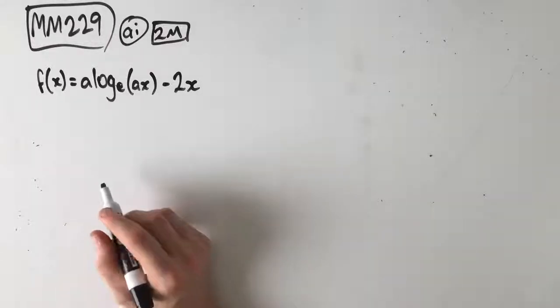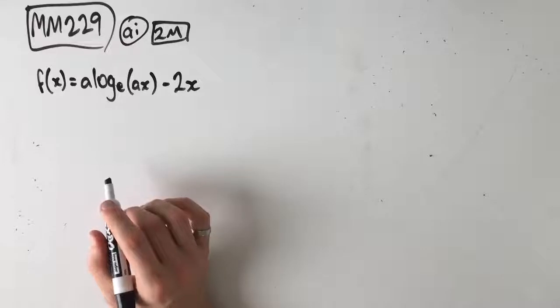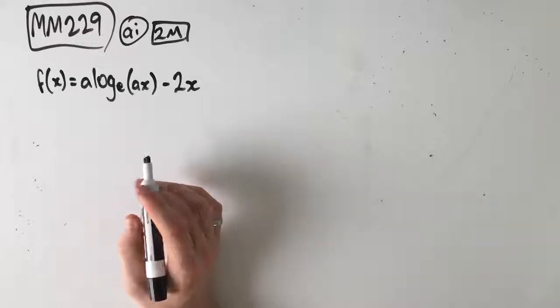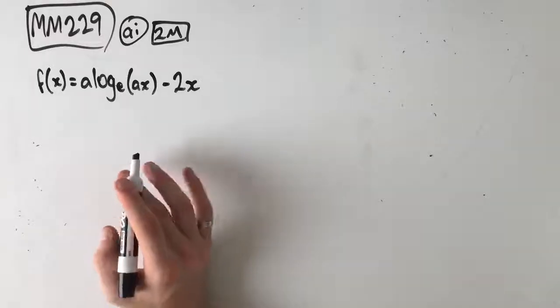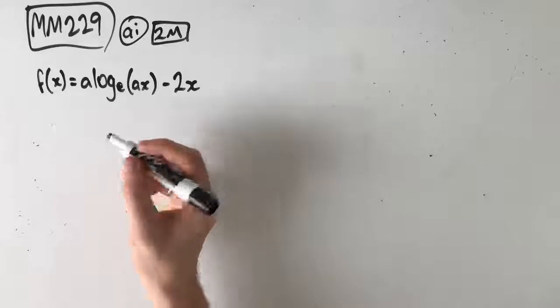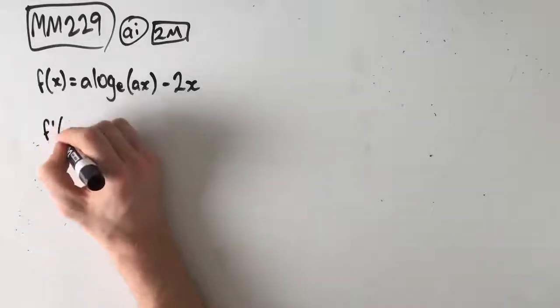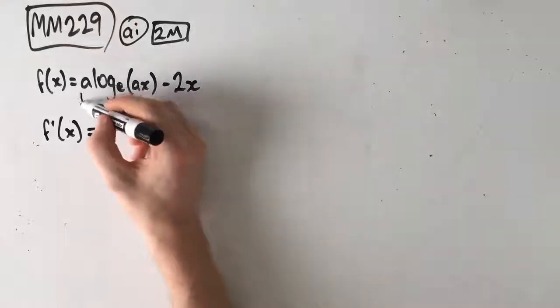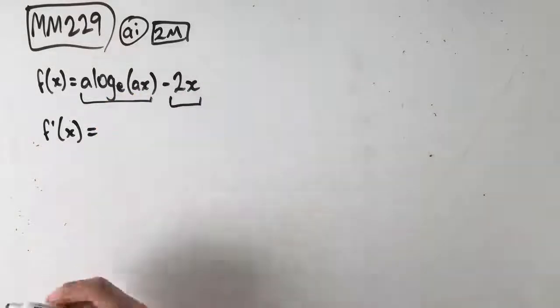Awesome. So as always guys, a stationary point occurs when the gradient of the function equals 0, right? So whenever we're dealing with these kinds of questions, we've always got to find the gradient function and then let it equal 0. So how do we find the gradient function of this? Well, our gradient function is f dash of x, and because these are two separate functions, we can treat them as if they were separate.